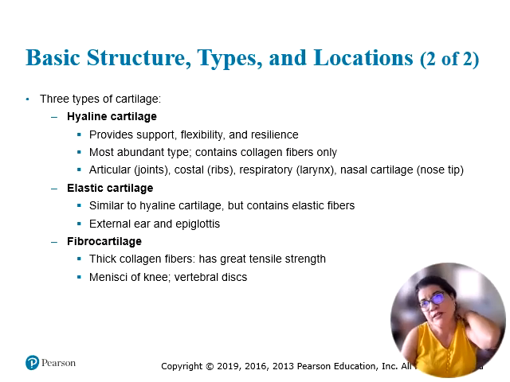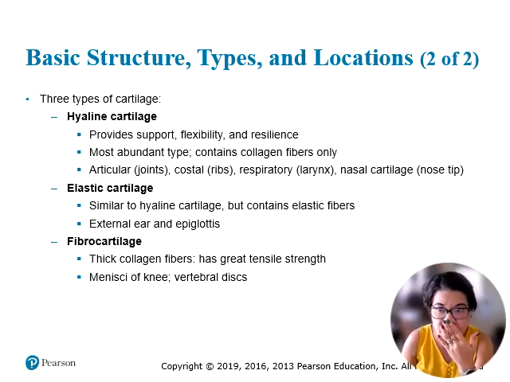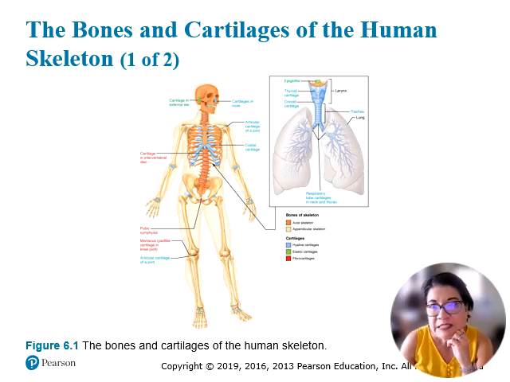Hyaline is like your joints, your ribs, your larynx right here, the tip of your nose. Elastic cartilage is what you see in your ear and then your epiglottis, and then fibrocartilage is in your knee and between your vertebrae. Okay, so here's where you find the different types. And so you can see them pointed out there, different parts in your body that have the three types of cartilage, and they're color-coded there for you.